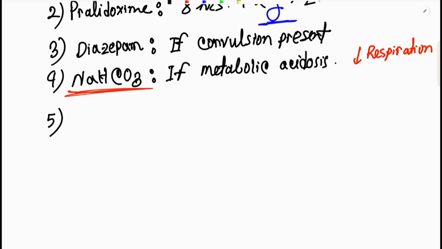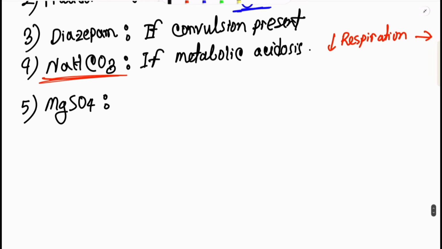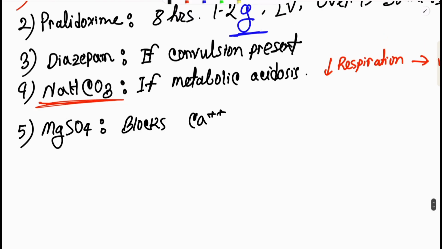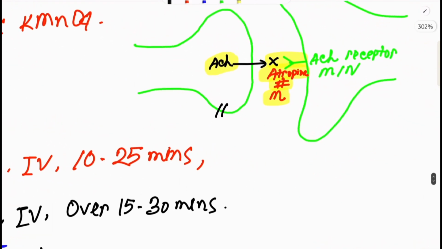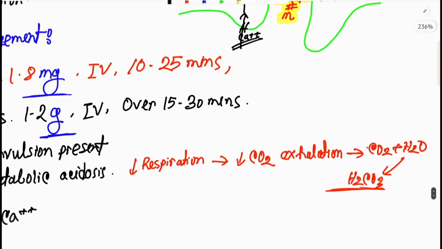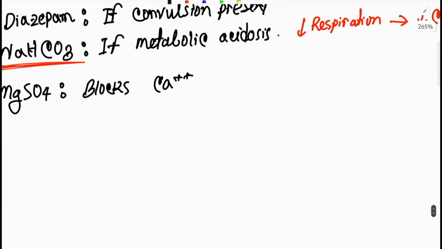And according to some new guidelines, magnesium sulfate is used. Actually, what is the function of magnesium sulfate in organophosphorus poisoning? Magnesium sulfate blocks the presynaptic calcium channel. We know that a calcium channel is present. Entry of calcium leads to secretion of acetylcholine in the synaptic cleft. So if we block this calcium channel, there is less release of acetylcholine, and as a result, less acetylcholine leads to less parasympathetic nervous system stimulation. So magnesium sulfate can be used for treatment of OPC poisoning.